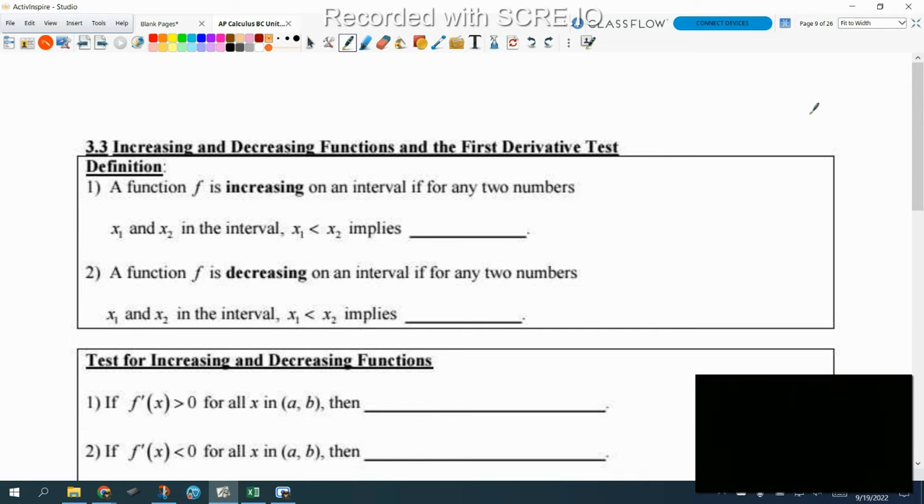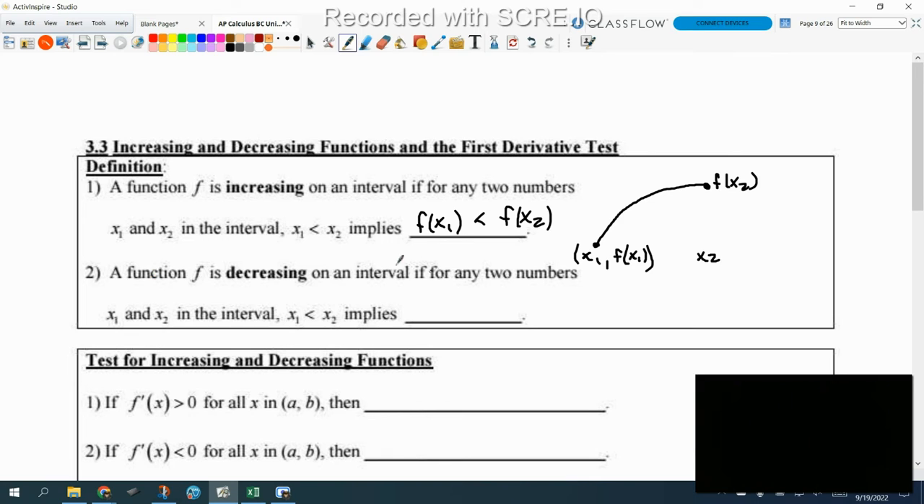All right, so we say that a function is increasing on an interval if for any two numbers x1 and x2 in the interval, if x1 is less than x2, that implies that f of x1 is less than f of x2. Let's draw an increasing function, something like this. This would be x1, this would be x2, and this would be f of x2, and this would be f of x1. All right, so the y value of this point is less than the y value of this point, and the left endpoint is less than the right endpoint.